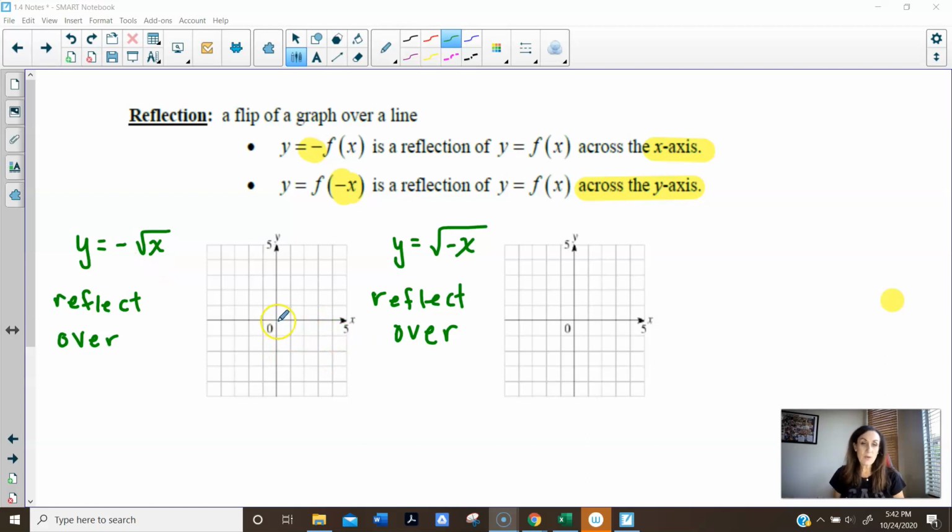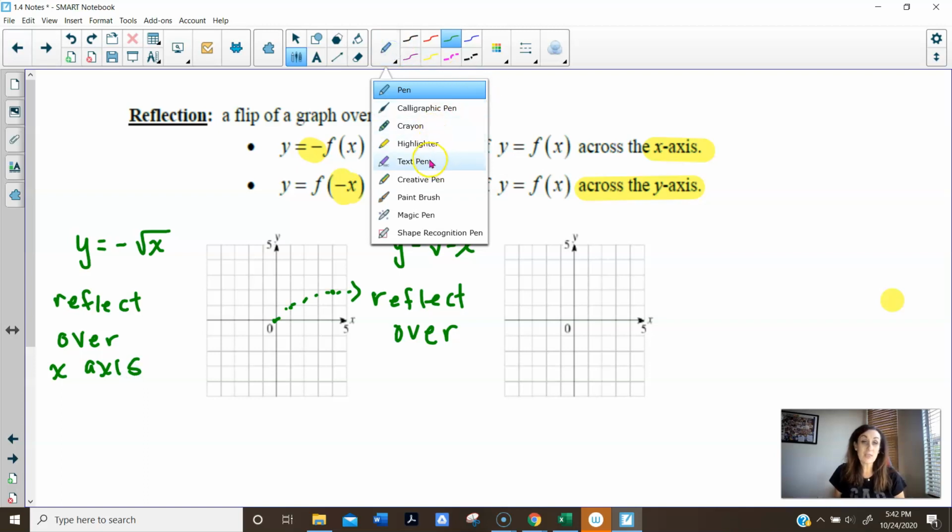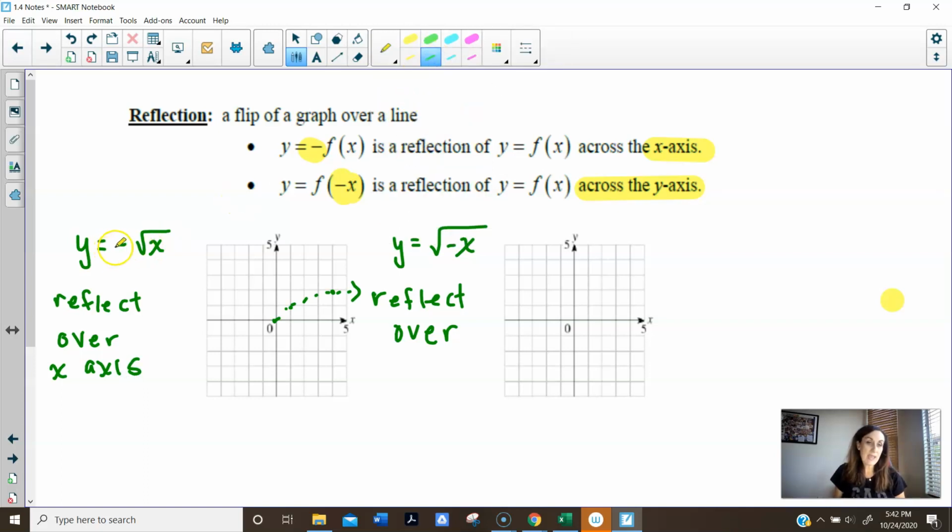So let's look at what the parent graph would look like. Here is the parent graph, and it looks something like this. And we're going to take this parent graph and we're going to reflect it over the x-axis. And the reason why it's over the x-axis and not the y-axis is because we have this negative out in front. So here's the x-axis, and let's reflect that graph over the x-axis, and it's going to look something like this.